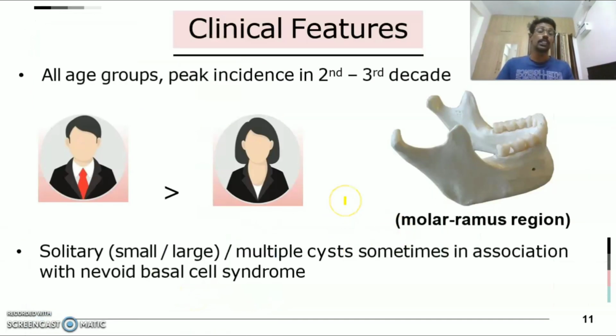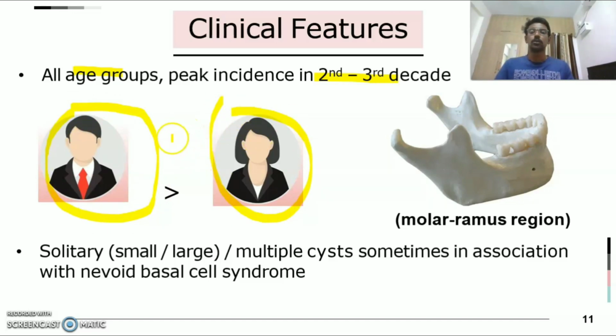So coming to the major clinical features, it may affect all age groups, and peak incidence will be in the second and third decades, and it is actually bimodal. It can occur in the second and third decade, or maybe in the fifth decade. But why I am mentioning the second and third decade is that it is more commonly seen in the second and third decade. So coming to the gender predilection. Which gender will be most commonly seen? There is a slight predilection for males compared to females. So always male will be higher.